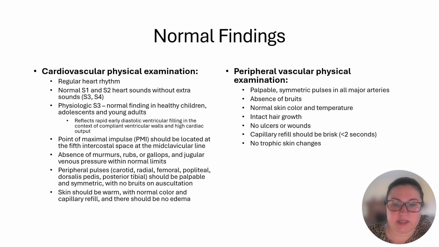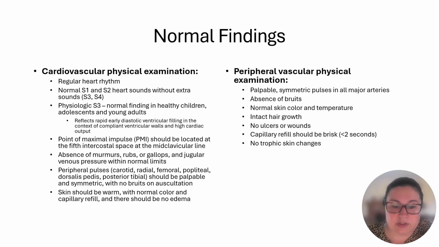So normal findings in the cardiovascular exam are normal heart rhythm, normal S1 and S2 without extra sounds. A physiologic S3 is a normal finding in healthy children, adolescents, and young adults, and it reflects rapid early diastolic ventricular filling in the context of compliant ventricular walls and high cardiac output. Point of maximal impulse should be located at the 5th intercostal space at the mid-clavicular line. There should be no murmurs, rubs, or gallops. JVP should be within normal limits. We say approximately 5 to 8 centimeters.